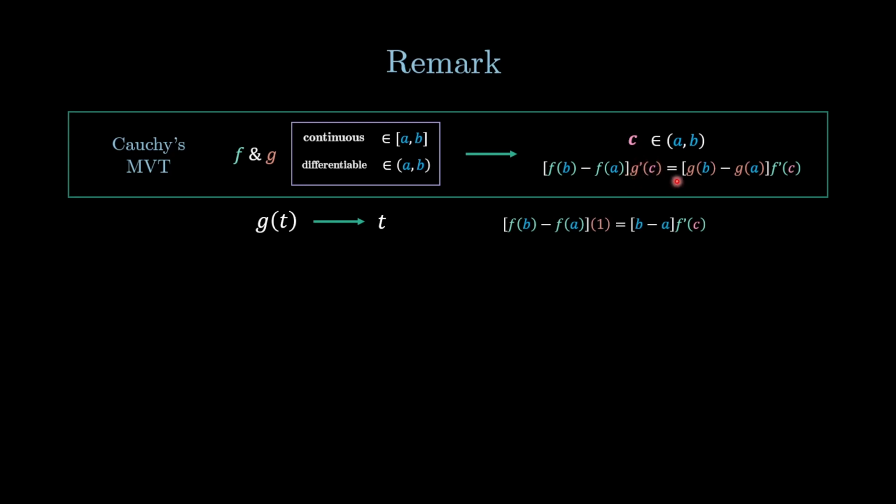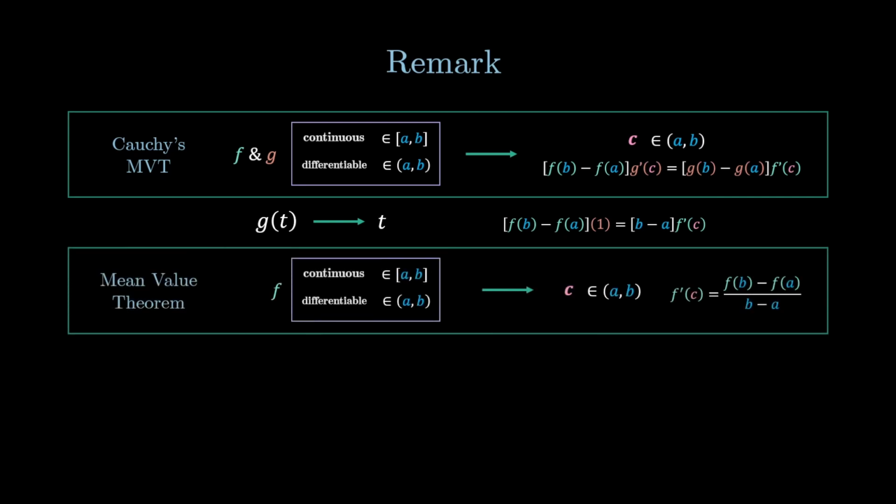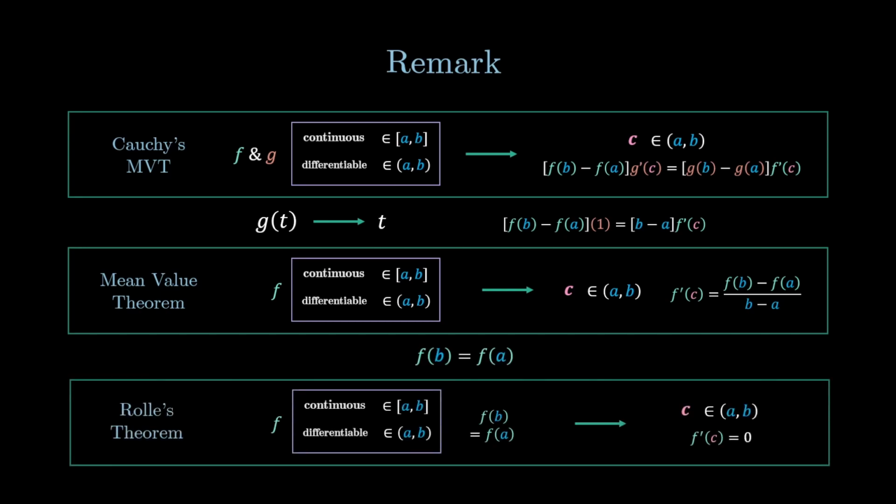If g of t was just t, then the derivative of t would just be 1. Similarly, g of t became t, so t at b is just b, and g of a became t, so t at a is just a. But if we rearrange this, we realize that this essentially just becomes the mean value theorem. And further, if we let f of b equal f of a, well, this actually becomes Rolle's theorem. Isn't that quite neat?